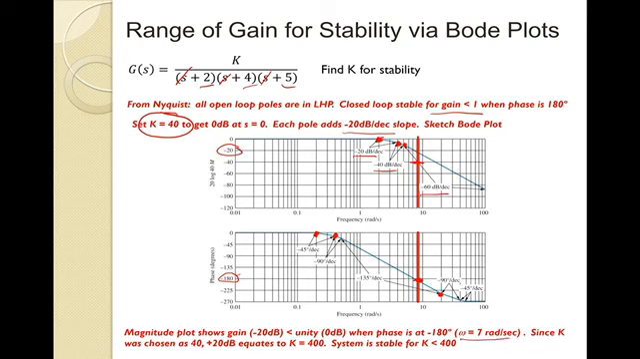So since we originally had a gain K of 40 and we are 20 dB below that point, what we can do is say, well, we could add another 20 dB to get that point to 0, and that's sort of the limit of stability.